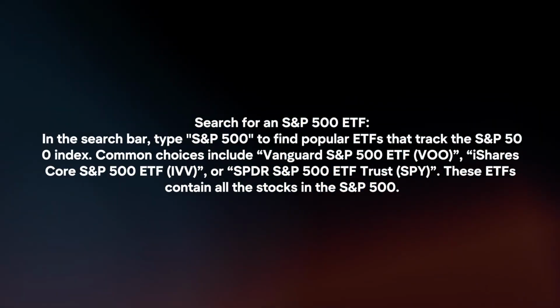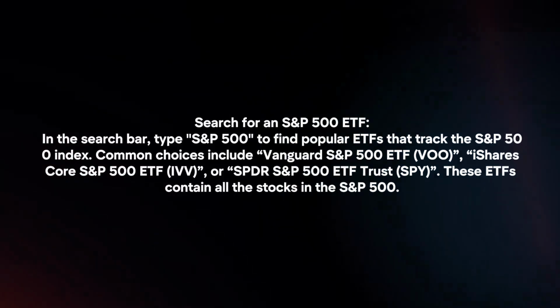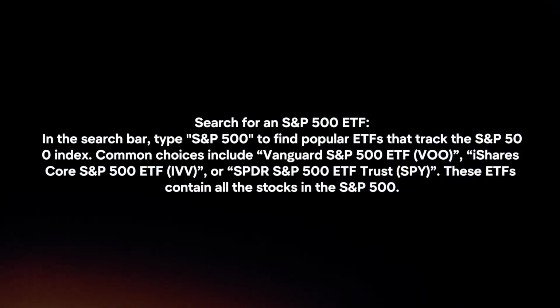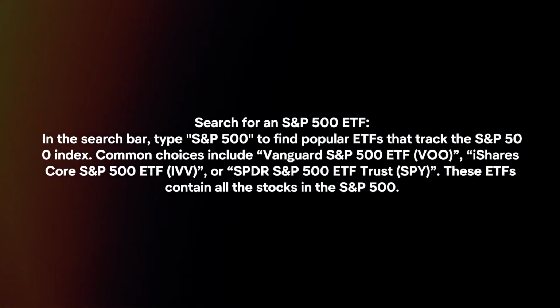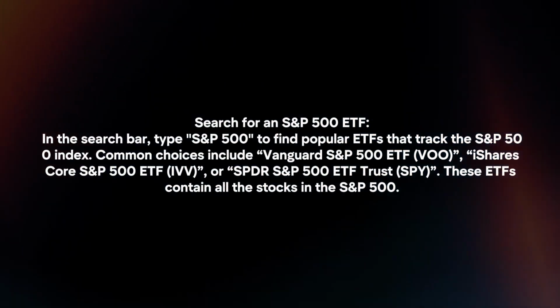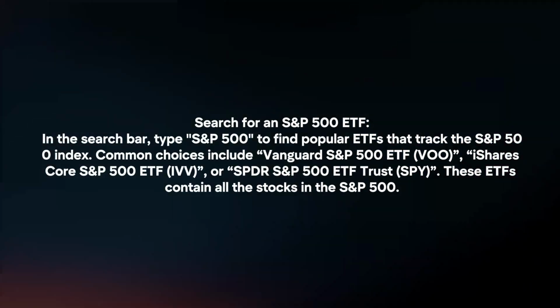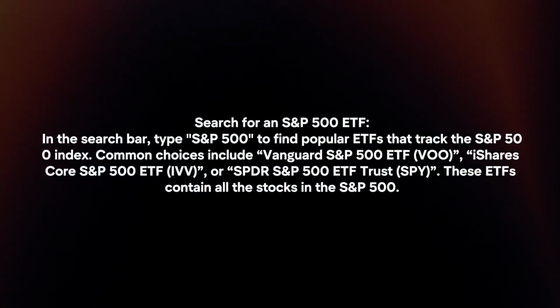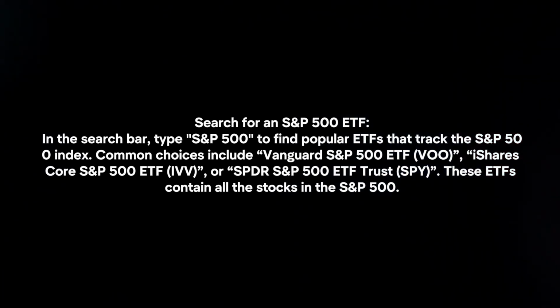Search for an S&P 500 ETF. In the search bar, type S&P 500 to find popular ETFs that track the S&P 500 index. Common choices include Vanguard S&P 500 ETF, iShares Core S&P 500 ETF, or SPDR S&P 500 ETF Trust. These ETFs contain all the stocks in the S&P 500.